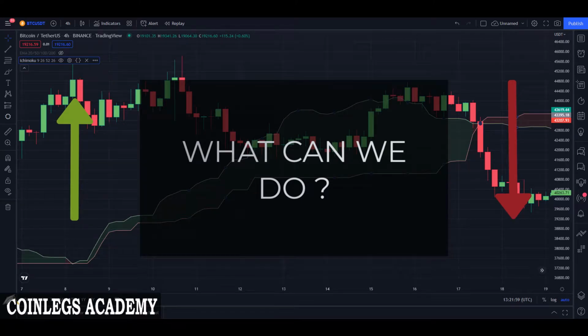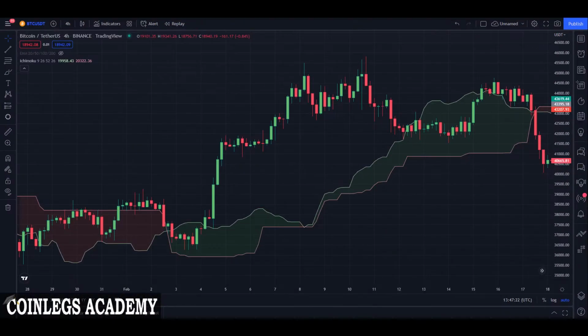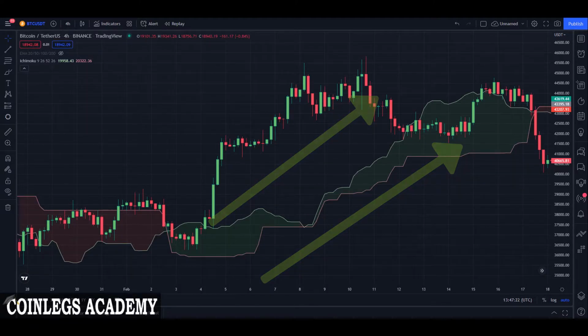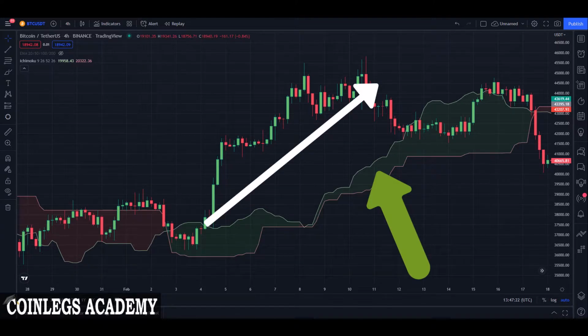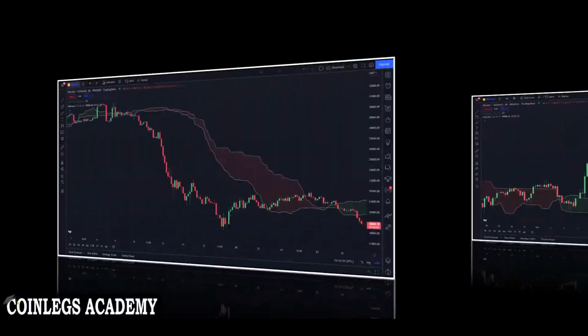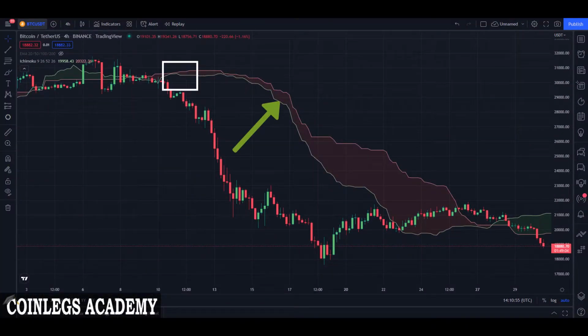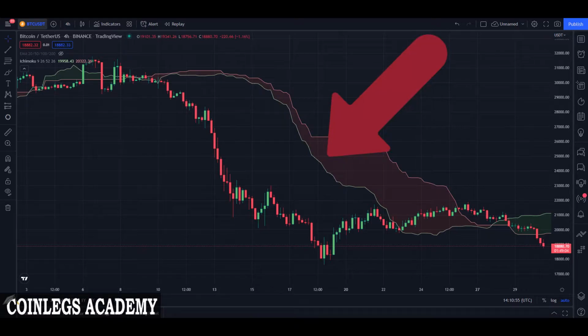The Ichimoku Cloud gives us information about whether the trend is going up or going down. Now let's look at the examples. If the price is going up, the cloud will follow in the same direction. The color of the cloud can also tell us about many things. If Senkou A crosses above Senkou B, the cloud will be green. This information shows us that the price is strongly going upwards. And if Senkou A cuts below Senkou B, the cloud will be red. This information shows us the price is strongly bearish.